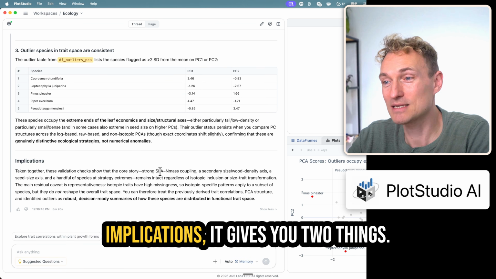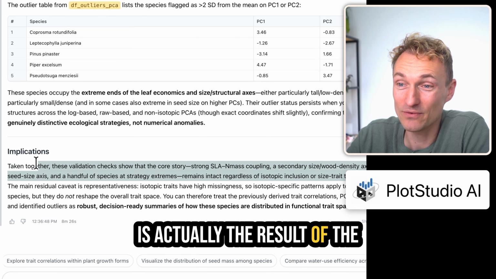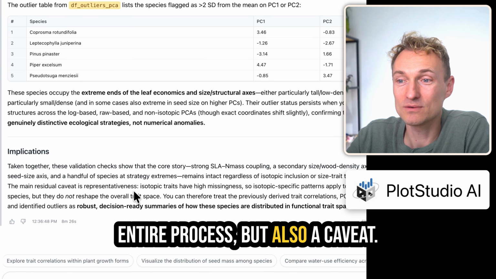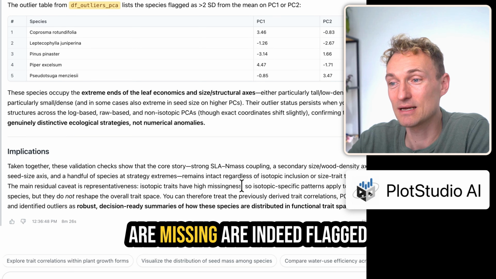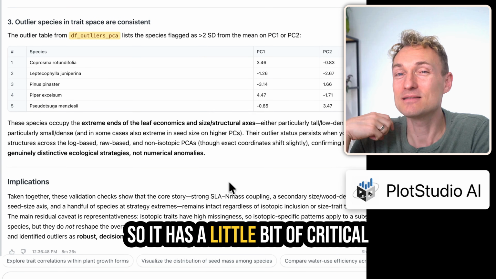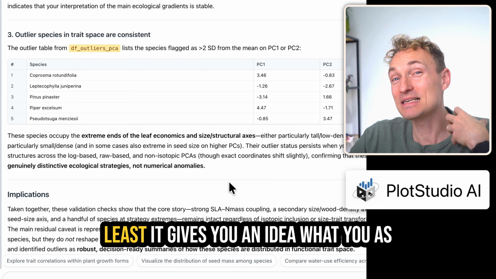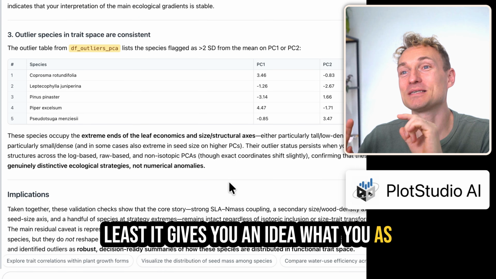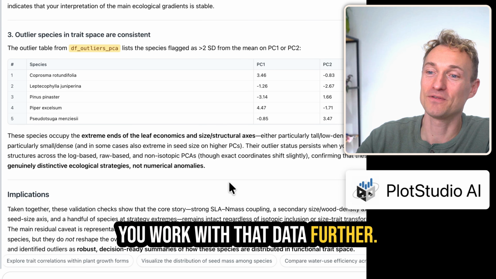So in the implications, it gives you two things. For one, of course, what is actually the result of the entire process, but also a caveat. For instance, the isotopic traits that I've just shown you that are missing are indeed flagged here as having high missingness. So it has a little bit of critical thinking skills, I would say, or at least it gives you an idea what you as a scientist should look out for when you work with that data further.